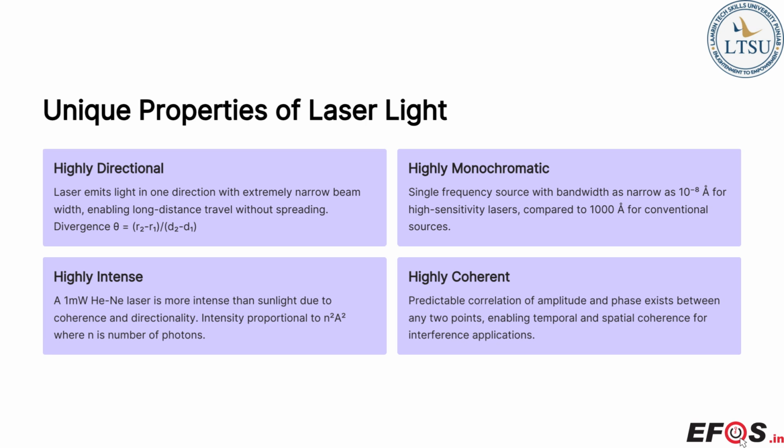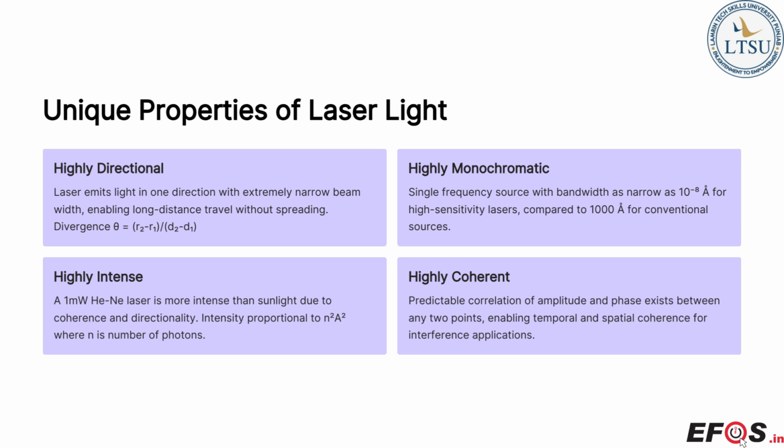What makes laser light so useful are its four unique properties. Highly directional. Laser light travels in one direction with an extremely narrow beam width, which is why it can travel long distances without spreading out. The divergence is calculated by the formula shown. Highly monochromatic. Laser light is a single frequency source. For high sensitivity lasers, the bandwidth can be incredibly narrow, as small as 10^-8 Å, a stark contrast to 1000 Å for conventional light sources.